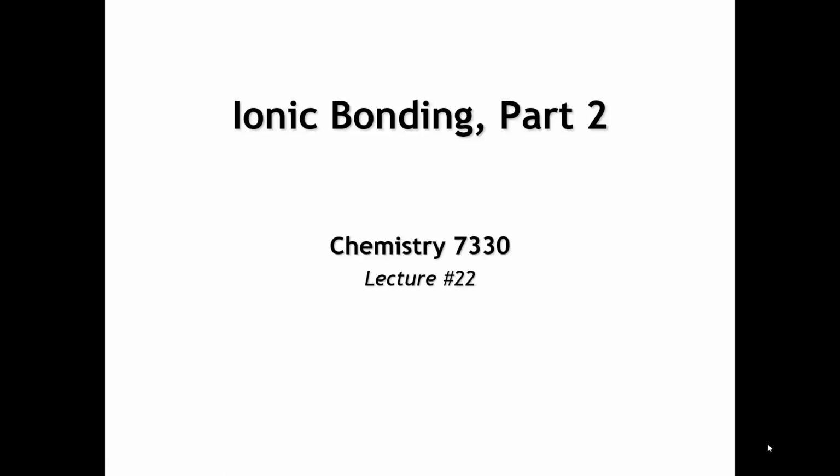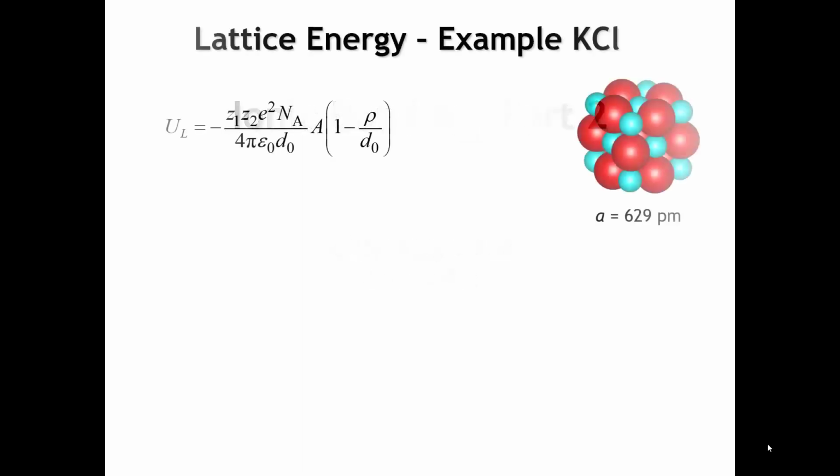In the last lecture, we derived an equation called the Born-Meyer equation, which we can use for calculating the lattice energy of ionic compounds. Let's revisit what the Born-Meyer equation looks like. There's really two parts to the Born-Meyer equation. All of that stuff in front of the parentheses is giving the electrostatic potential energy of a lattice of point charges. And then we've got this term, minus rho over d naught, which is a term that we added to take into account the repulsions of ions when they get too close together.